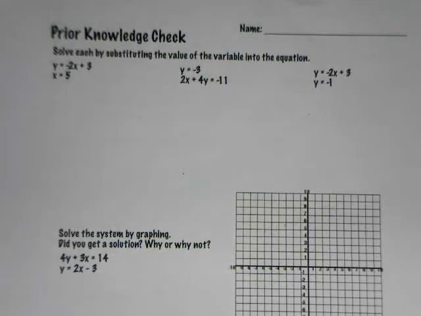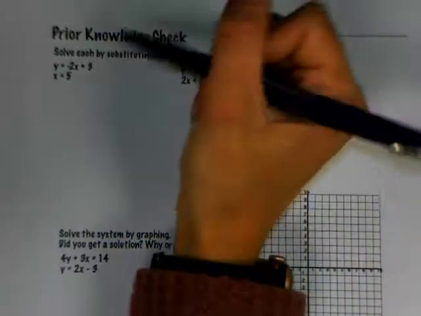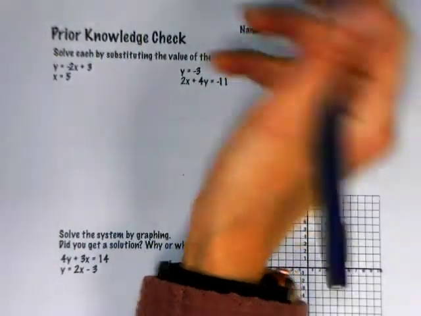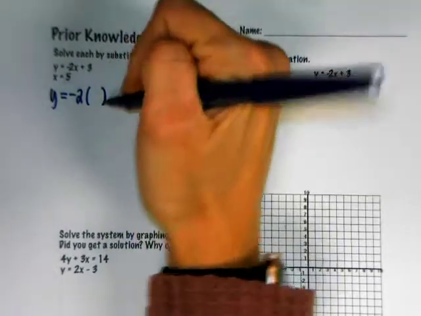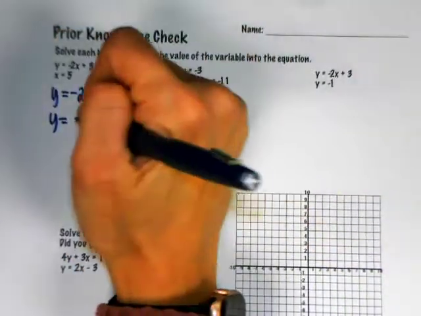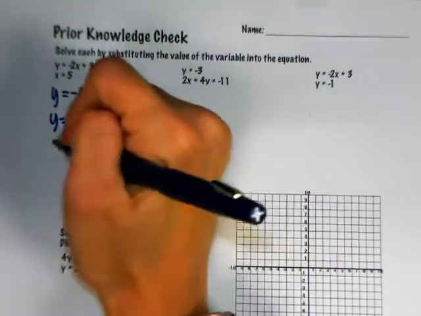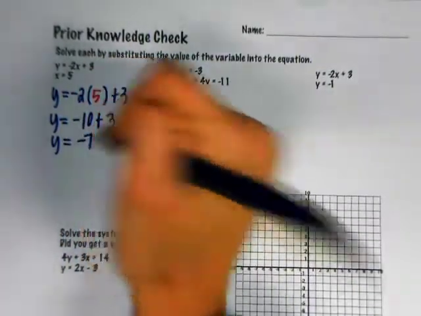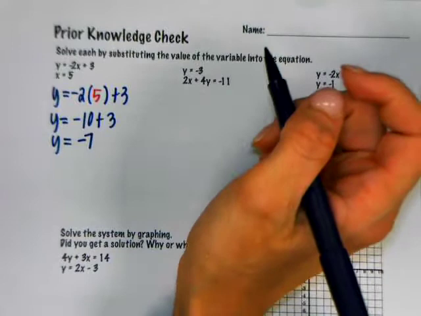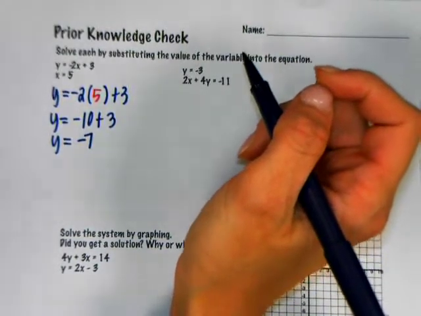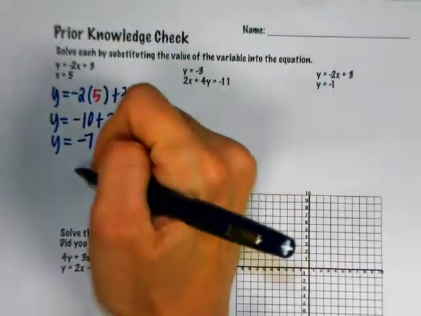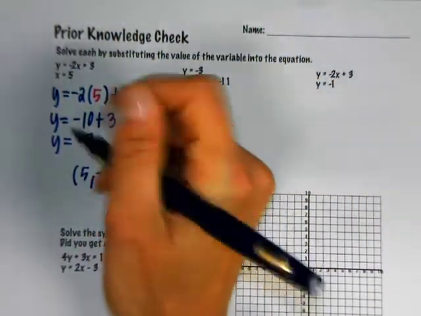All right, so for the prior knowledge check on this, it's having you plug in 5 for the x. So we're going to have y equals -2, and we're going to put the 5 in place of the x, plus 3, like that. So that's going to be y equals -10 plus 3. So that's going to be y equals -7. And then if you wanted to write out the whole point, we're just going to take it that one extra step just because that's how we're going to write it today. So we know x is 5, y is -7, so we're going to write the point (5, -7).